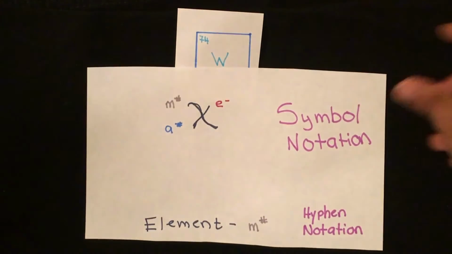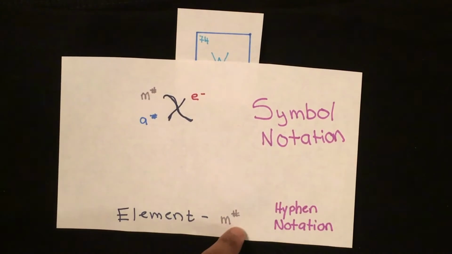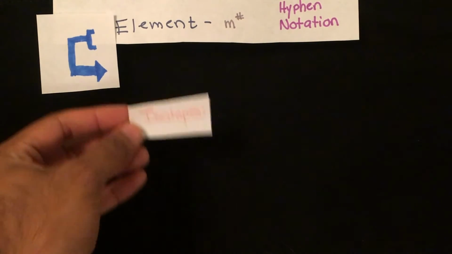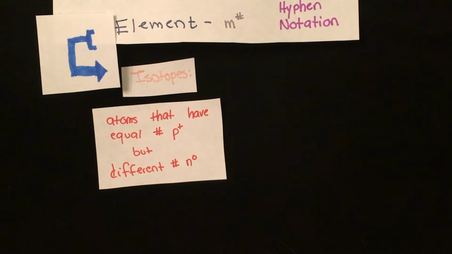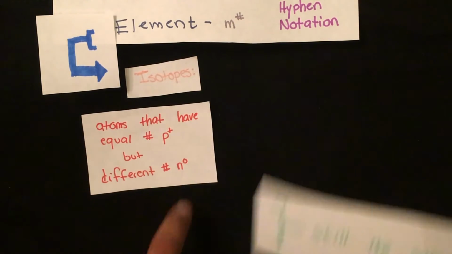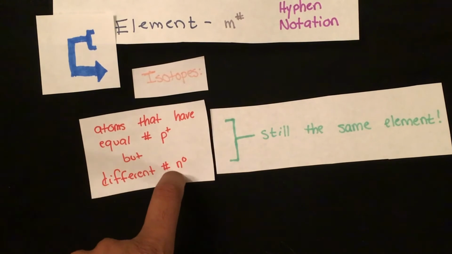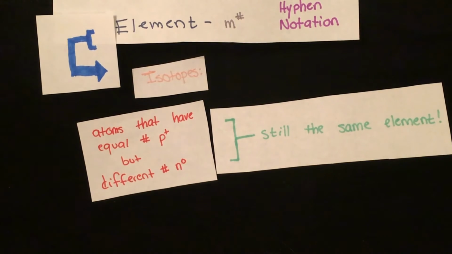You also have something called hyphen notation, where you have the element name right here, and then you have the mass number that goes with it after that. Hyphen notation is how we express isotopes. Isotopes are atoms that have the same number of protons but a different number of neutrons. The key idea here is that they're still the same element. They just have a different number of neutrons but they still have the same number of protons.